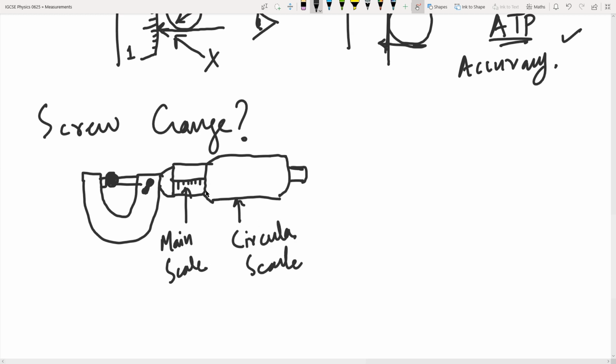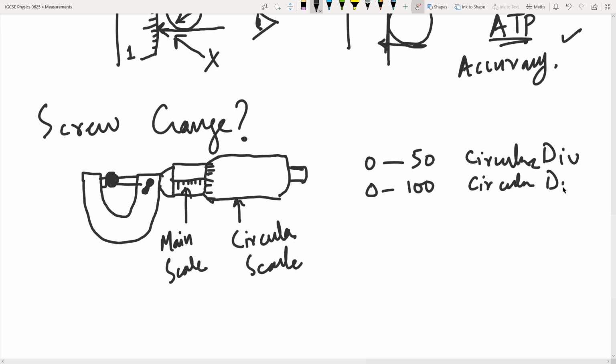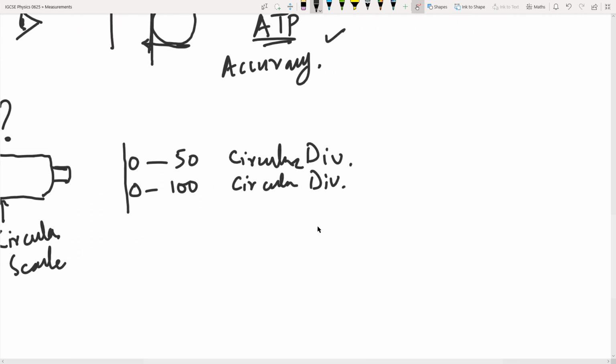And the circular scale actually has divisions placed horizontally over here, and most of these screw gauges come in two types: one which starts from 0 to 50, that means 50 divisions, and another with 0 to 100 divisions. So remember, with these two, the main scale divisions are different, right? For this, the main scale is actually going to have more divisions.